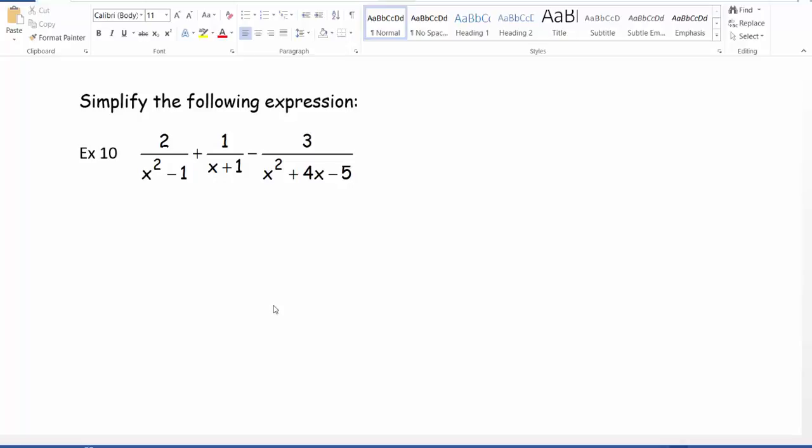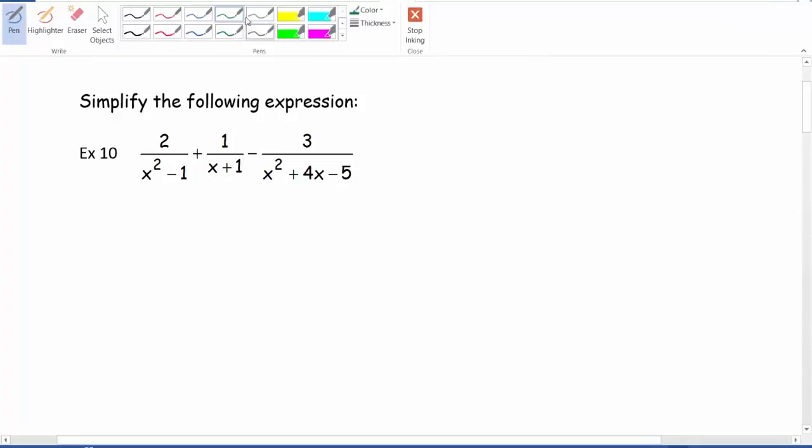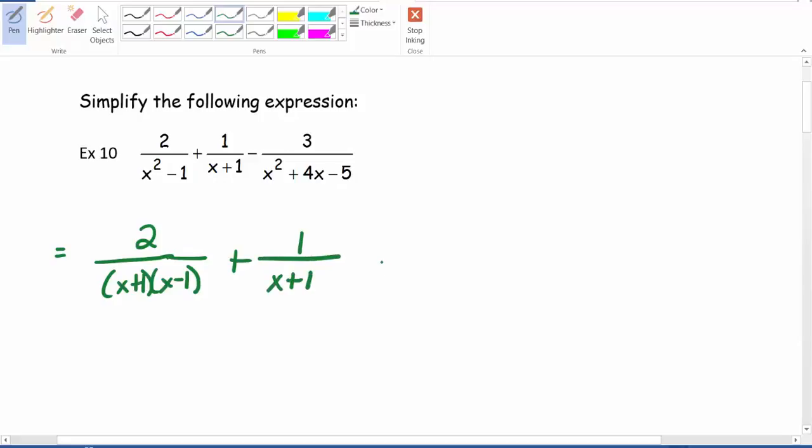Here we are at example 10 from our 8.5 set of notes. We're asked to simplify the following rational expression. What we're going to go ahead and do first is factor this. So when we do that, we end up with 2 divided by x plus 1 times x minus 1, plus 1 divided by x plus 1, minus 3 divided by that x plus 5 times x minus 1.